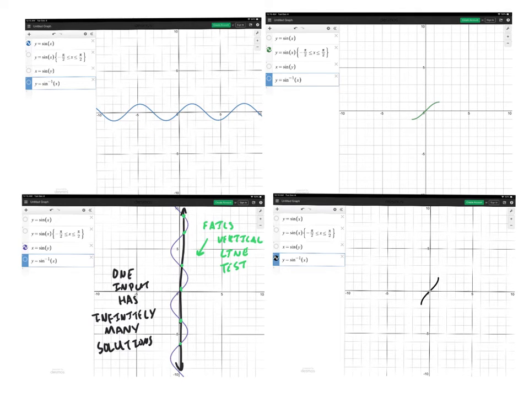But if I restricted it just from here up to here, I made it not a periodic function. I restricted it to just the domain negative pi over 2 to pi over 2, then this little piece of the sine graph would be invertible. And here's the inverse sine function, which is inverted. Here the domain was restricted to negative pi over 2 to pi over 2. So here the range of the inverse sine function is just from negative pi over 2 to pi over 2.